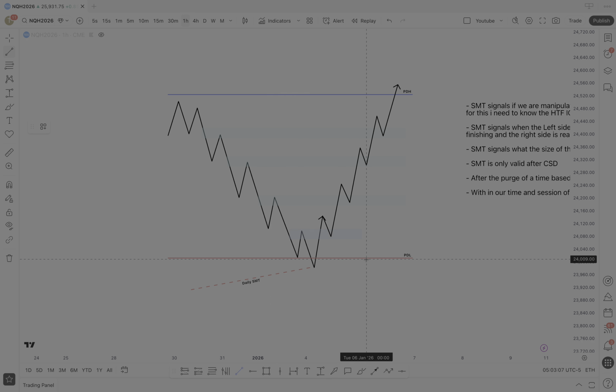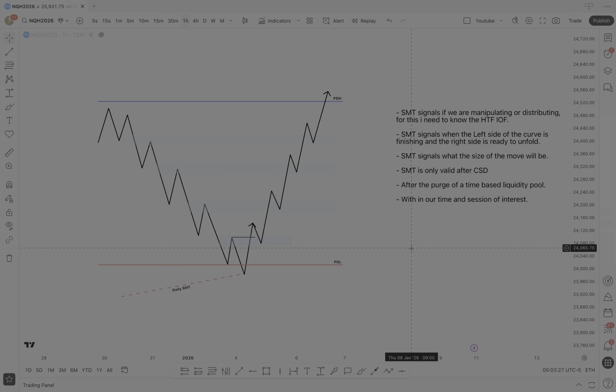Then of course, when we see, okay, we have this daily SMT down here, now you have a change in the state of delivery. So this SMT gets validated once we have a change in the state of delivery. So, market structure shift.